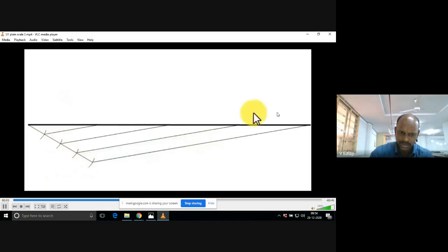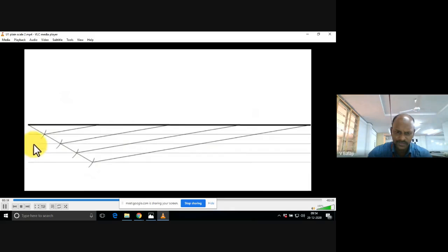Now the numbering system you can follow. Leave the first part and start 0 here, then 1, 2, 3. Three feet on the right hand side, 1 foot on the left hand side. So why is he drawing all the horizontal lines? To write the RF value and to write feet and inches.